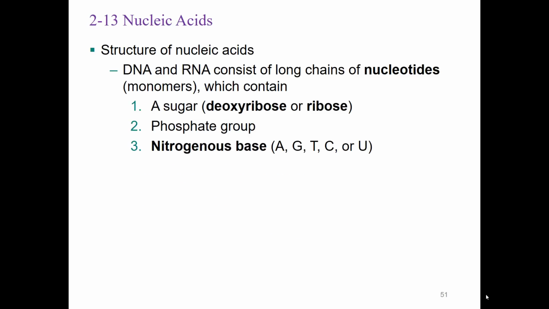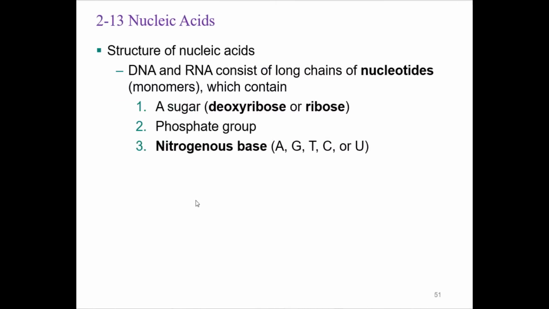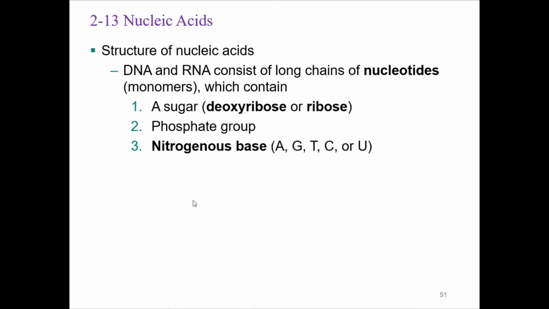So, structure of nucleic acids. DNA and RNA consist of long chains of nucleotides which contain a sugar, either deoxyribose or ribose, a phosphate group, and then nitrogenous bases like A, G, T, C, and U. So let's break that down a little bit. Okay, so we're going to organize this into two sections, DNA and RNA, so that we can compare and contrast the two.